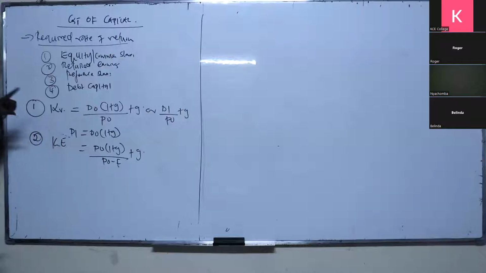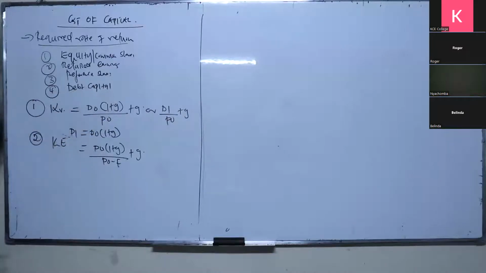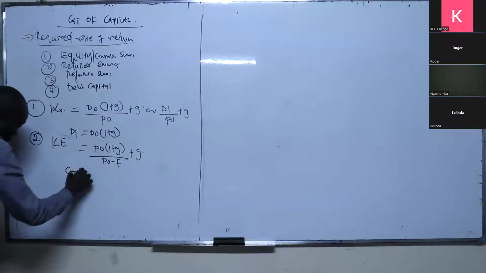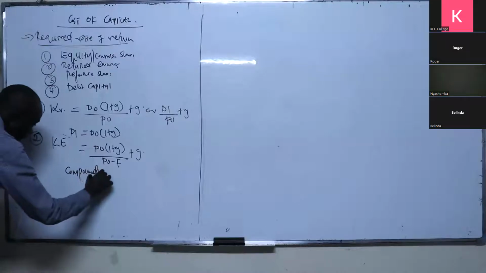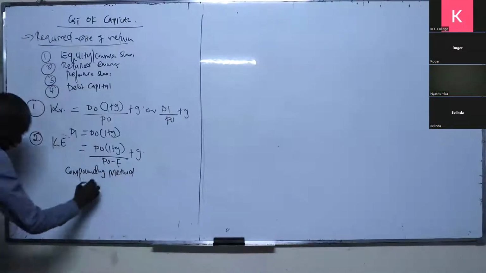So the first thing here, you need to master the formulas. Already you have done 2, isn't it? Another thing now, when you're computing these 2 items, some questions will require you to determine G. So there are 2 ways in which you can determine G. There's what we call the compounding method. So determination of G, there's the compounding method, which is given as this.